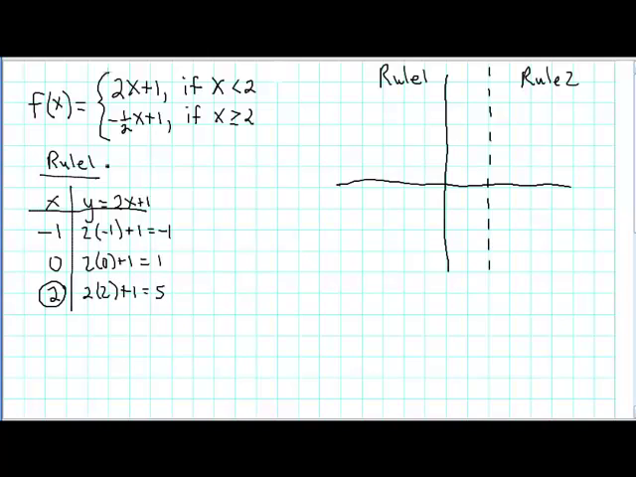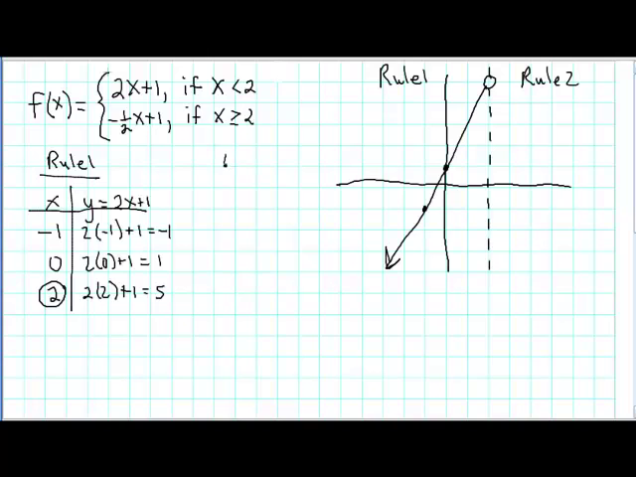So if we graph rule 1, it's only going to be in this half here. So we have 3 points here, (-1, -1), (0, 1), and (2, 5). Now (2, 5), we're going to put an open circle here because it's not really defined at that point. And we're only going to draw the part of the line to the left of the boundary because this means x left of or less than 2.